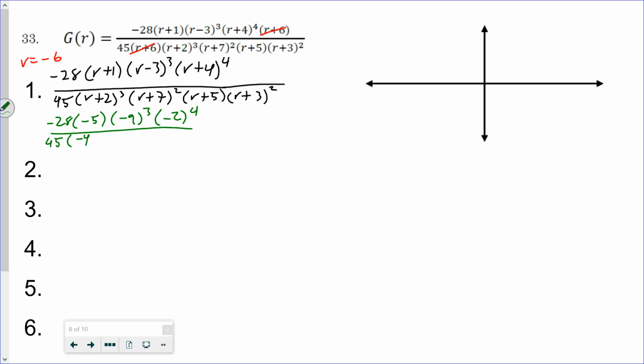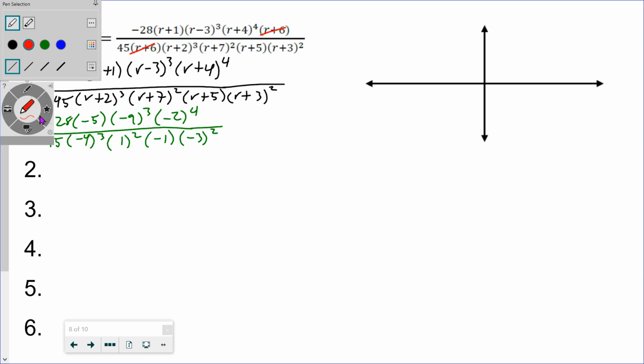-6 plus 2 is -4 cubed. -6 plus 1 is -5, -6 plus 1 is -1... -6 plus 3 is -3, all squared. So that's what you get. And actually, this isn't the worst because you can reduce this down. So let's actually just go ahead and do it.